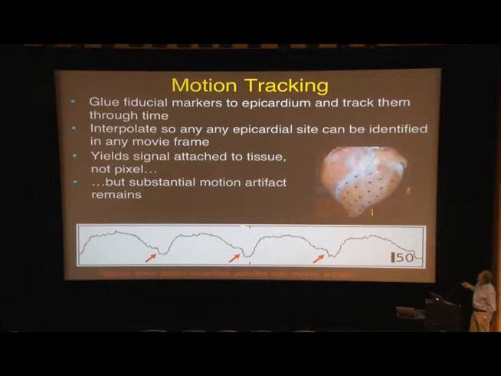this is an isolated swine heart. We glue markers to the surface of the heart, and then we can track the motion of the markers. And then for any piece of tissue that's within a triangle of markers, we can interpolate and follow the motion of all of the tissue as the heart beats. So by doing that, we can get rid of a lot of motion artifact.